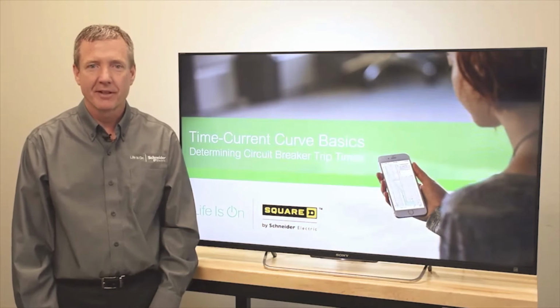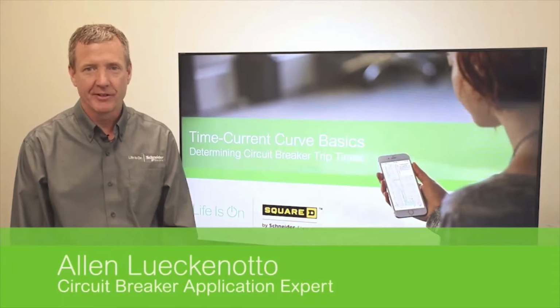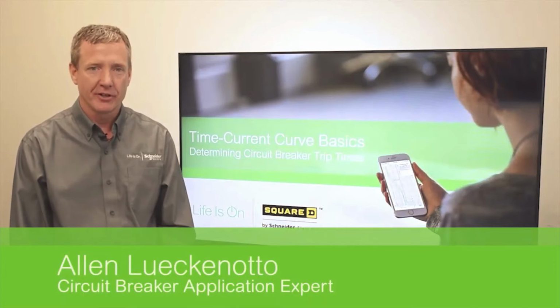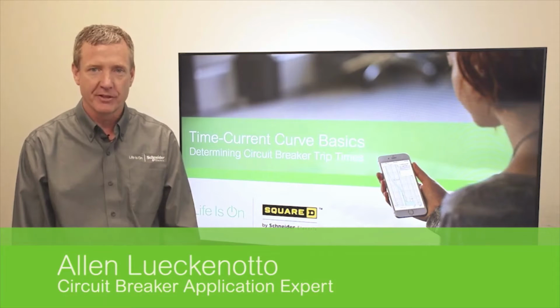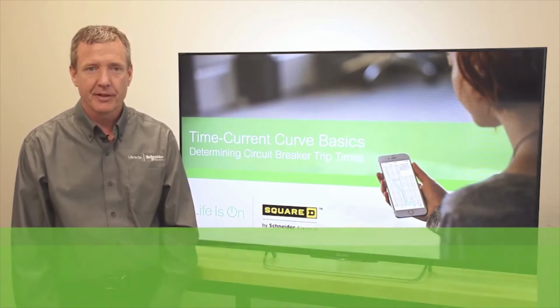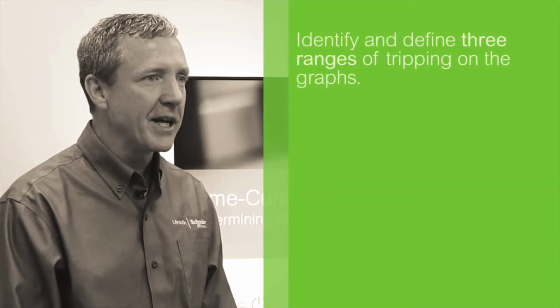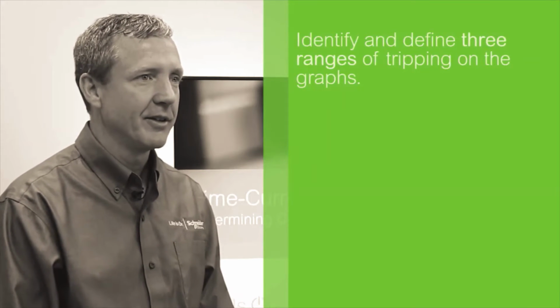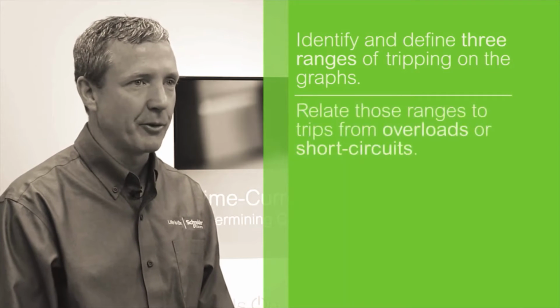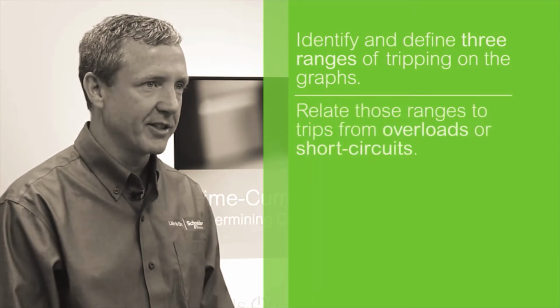Every circuit breaker has a profile of tripping behavior. These are represented on graphs called time current curves, or trip curves. After this course, you will be able to identify and define 3 ranges of tripping on the graphs, and relate those ranges to trips from overloads or short circuits.